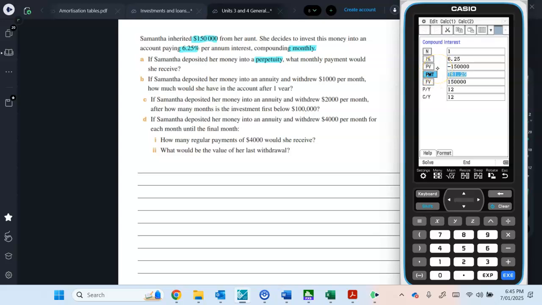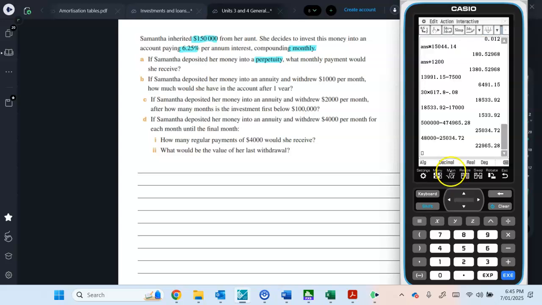And there's your payment. So Samantha will receive $781.25 each month. So basically that's the same as the interest, 6.25% of 150,000. So you could have done 6.25 divided by 100 to turn it into a decimal, and then multiply that by your perpetuity amount.